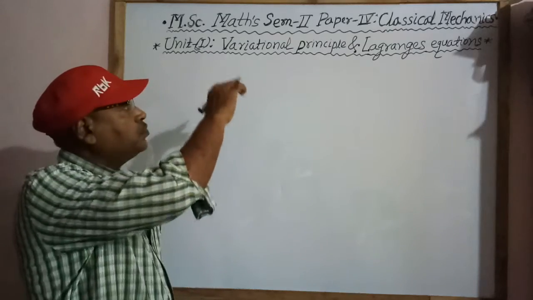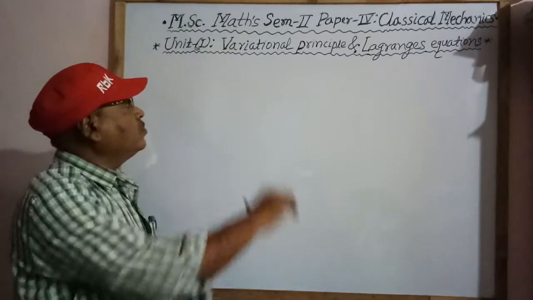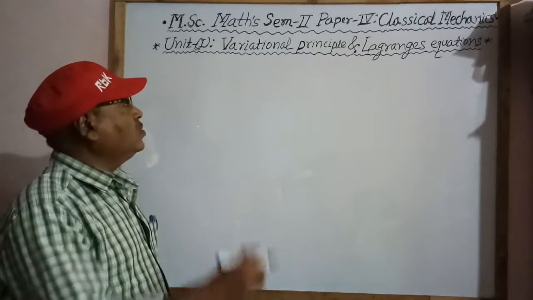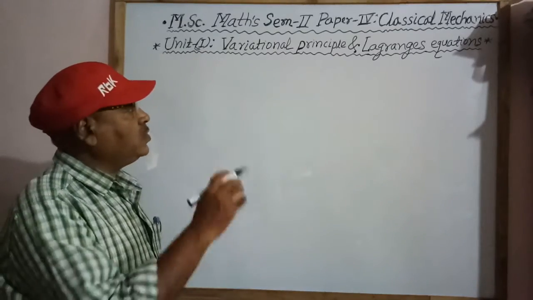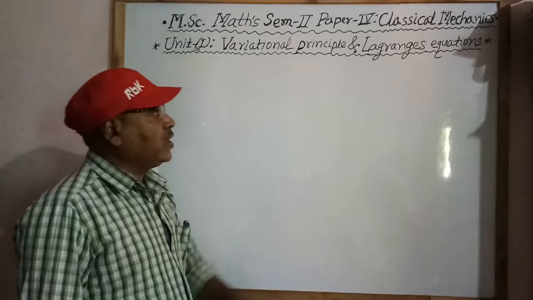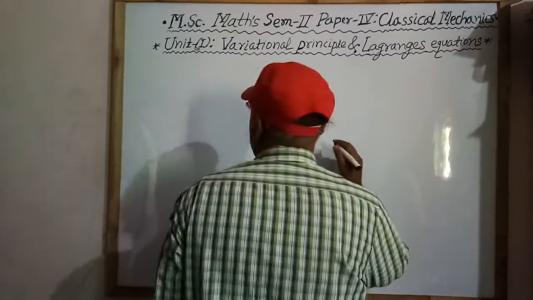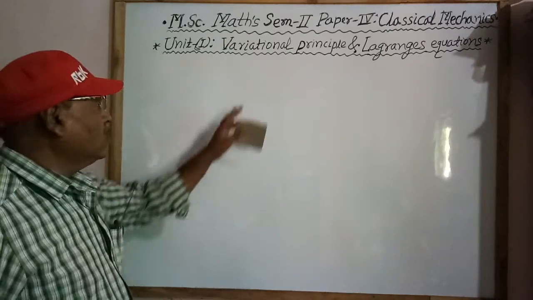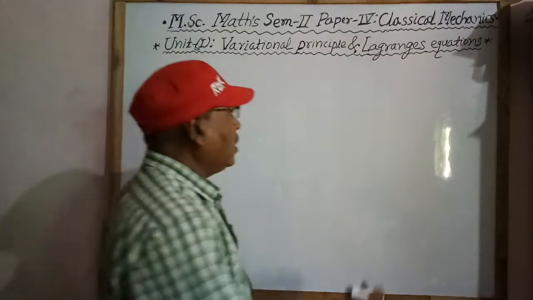All of you welcome in our first period, MSc Sem 2 Mathematics paper 4 Classical Mechanics. First we see Unit 1 Variational Principle and Lagrange's equations.